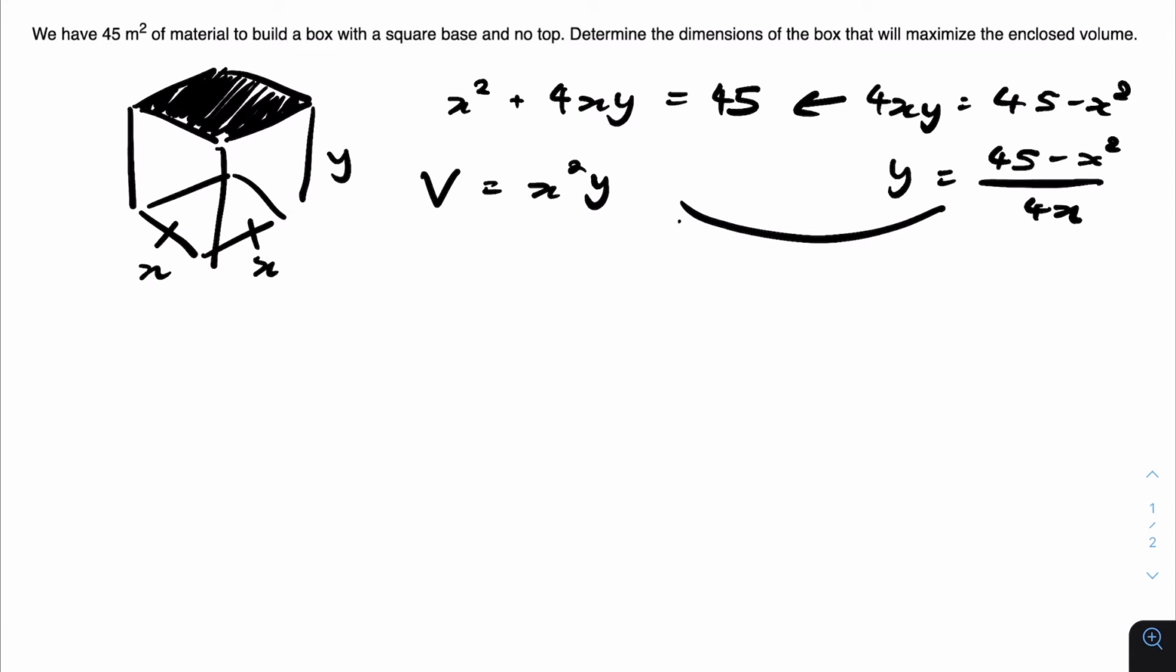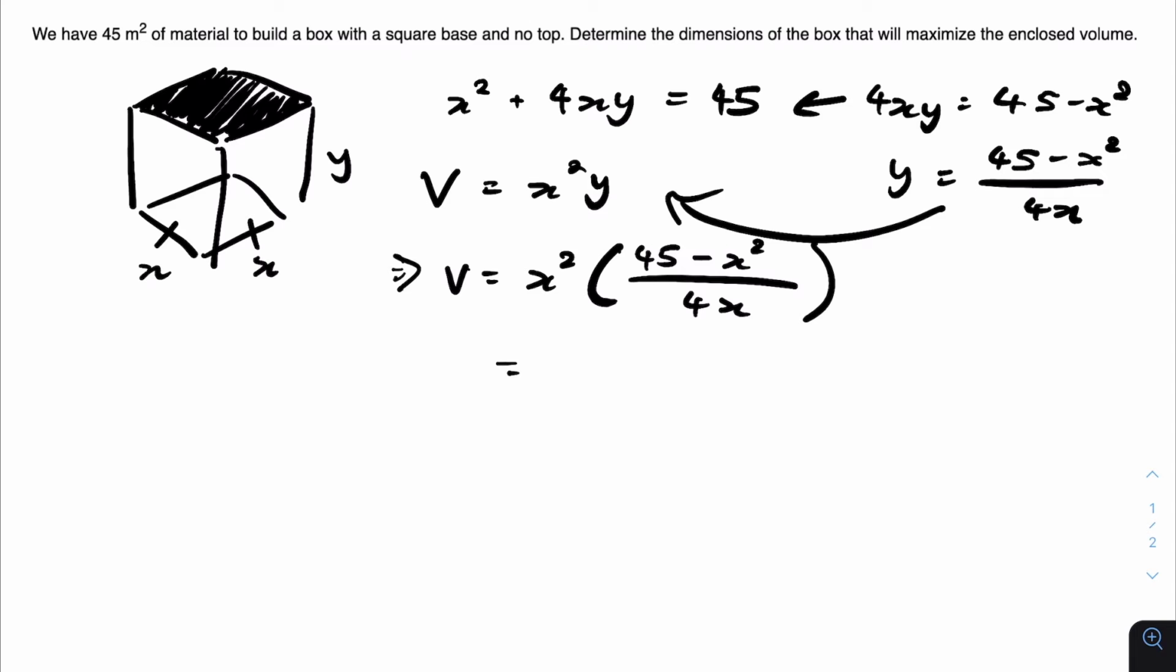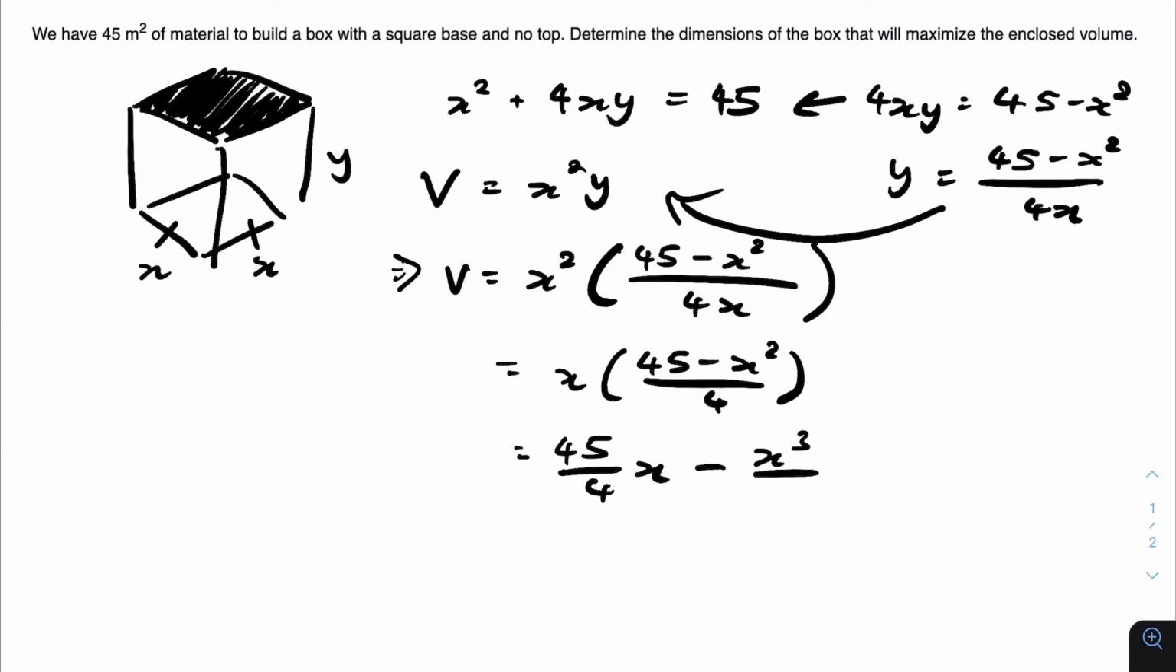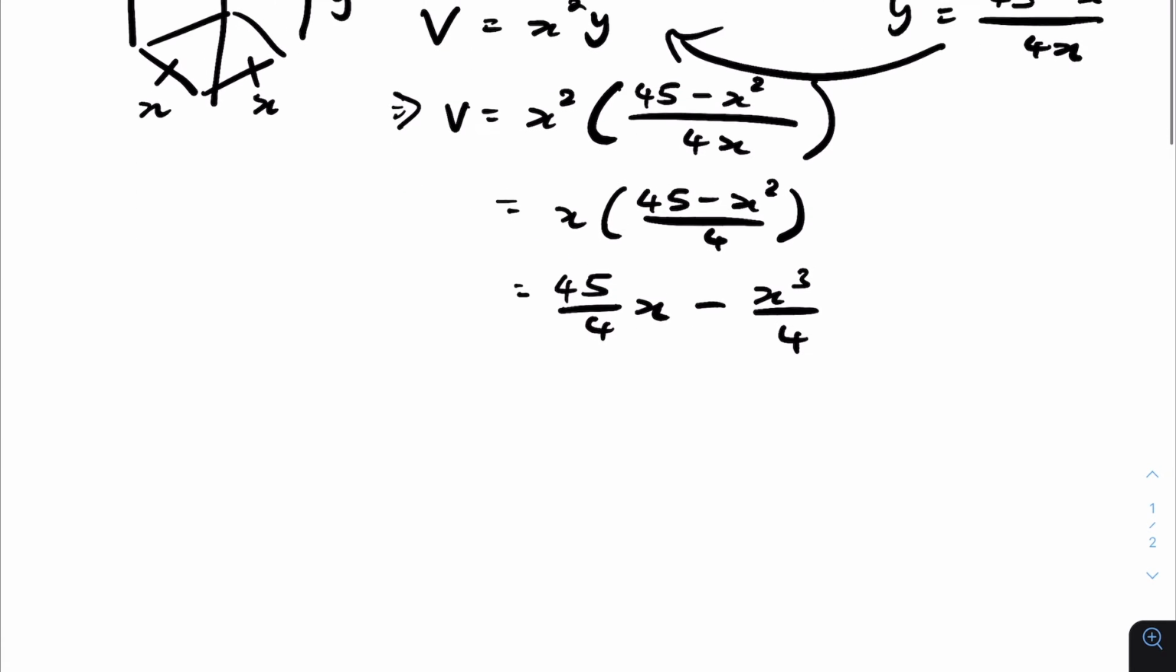And we can just substitute that into the equation so that it's just in terms of x, which gives us V is equal to x squared times 45 minus x squared over 4x, which is equal to, let's just simplify it so it's a lot easier for us in the future, x times 45 minus x squared over 4, which is equal to 45 over 4 x minus x cubed over 4. It just makes it a little bit easier to look at. Now all we do is differentiate the function.